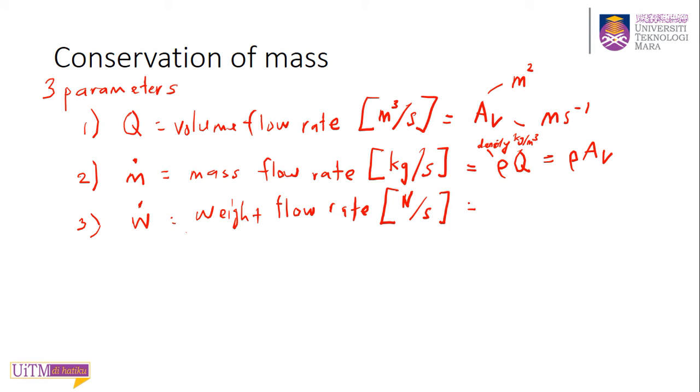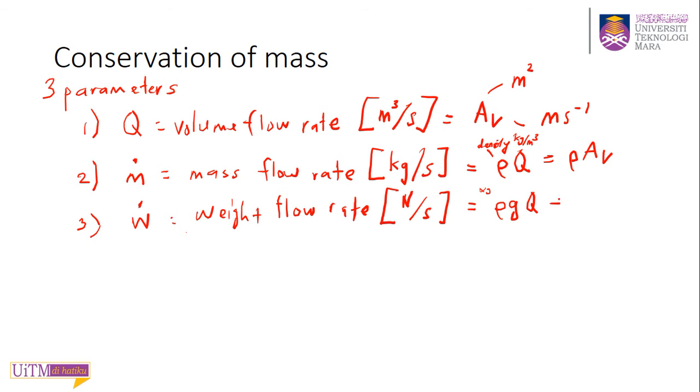And the equation for weight flow rate is just a multiplication of G with the mass flow rate. That means rho G Q. The difference is just that you multiply by G and you will get your weight flow rate. Because to get from mass to weight, you multiply by G, W equals mg. So for the third parameter as well, the weight flow rate, you just multiply by G, 9.81, and you will have your weight flow rate.